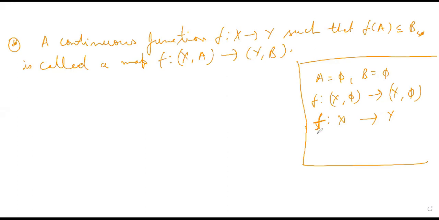So when I say that f from X to Y is a map between topological spaces X and Y, that means that f is a continuous function.